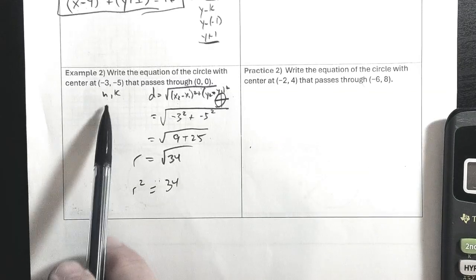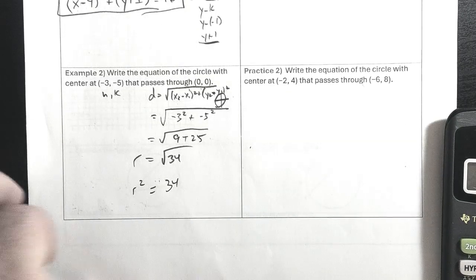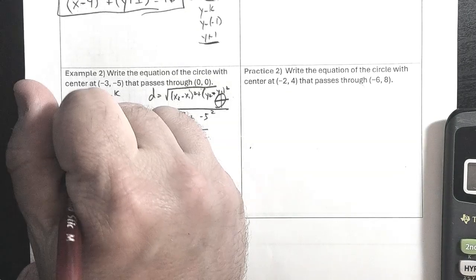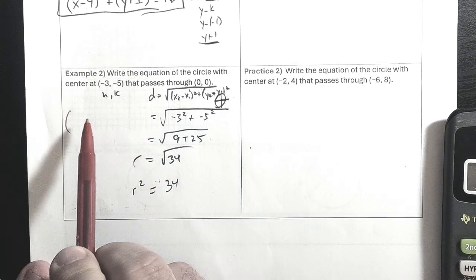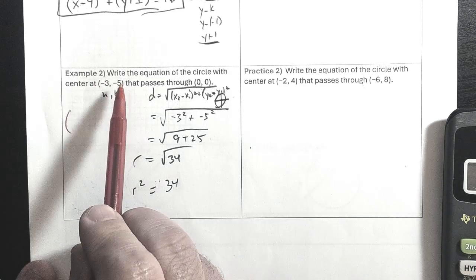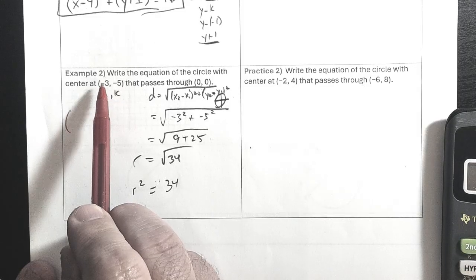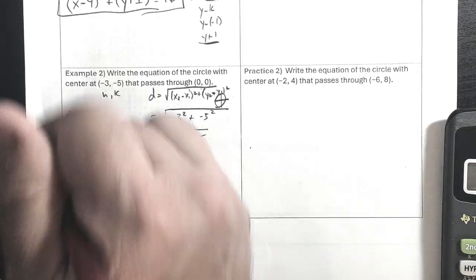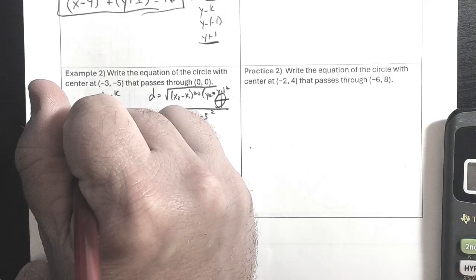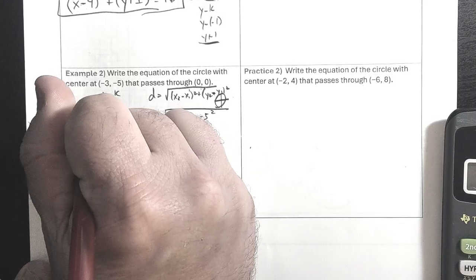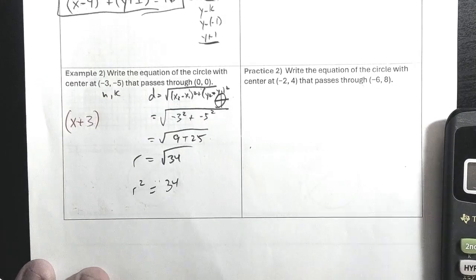Now we have our h, we have our k, we have our r, so we can make our equation. Both of these numbers are negative, so this is going to be x plus, y plus, because remember, a negative minus a negative makes a positive. So x minus h, so x minus negative 3. Hopefully you could see that I wrote that.